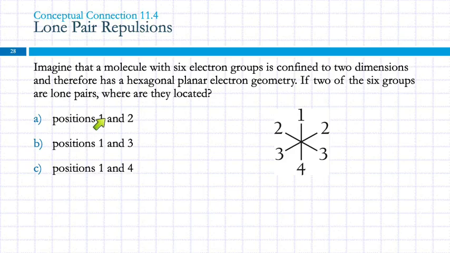The choices we have are positions 1 and 2, 1 and 3, or 1 and 4. So 1, and where's the other one going to go? As far away as possible, right? So the other one would be down here. We just picked those because they're the furthest away from each other. We're not dealing with three-dimensional here. It's flat. It's just to see, do we have the idea?